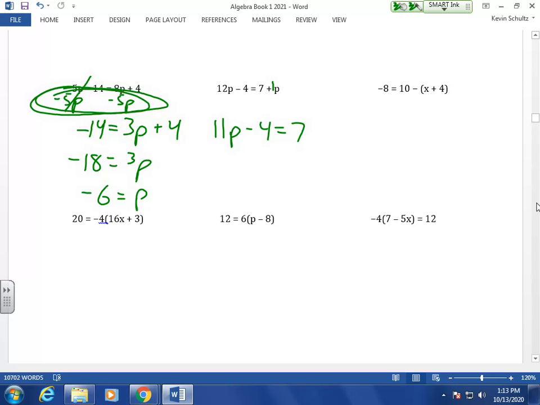Of course, mathematically, again, opposite operations, subtract 1p from both sides. 12 minus 1 is 11. And on the right side, they cancel out. Add 4 to both sides. 11p equals 11. Divide by 11, and p equals 1.